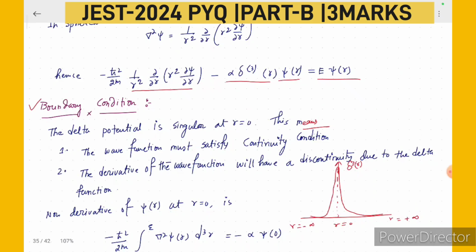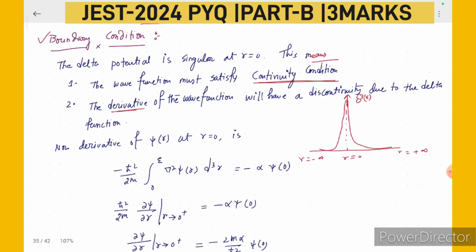It means the wave function must satisfy the continuity condition at r equals 0, and the derivative of the wave function will have a discontinuity, obviously, due to the delta function. So when this kind of potential is given, two boundary conditions arise: at r equals 0 the wave function must be continuous, and the derivative of the wave function has a discontinuity at r equals 0.